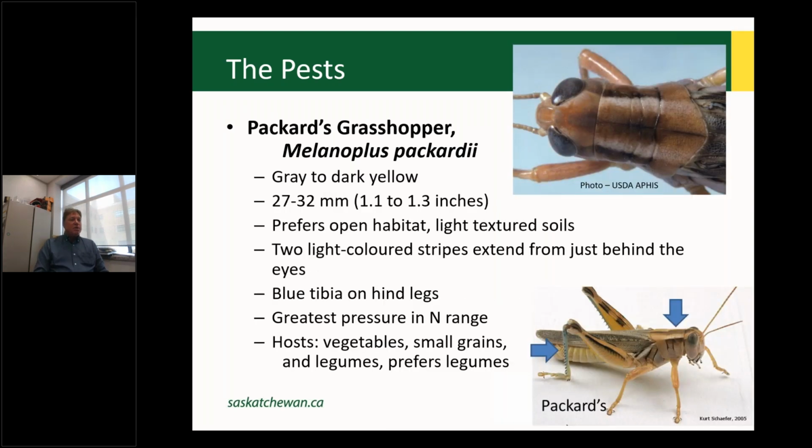Once again, Packard's grasshopper: you see those 2 stripes on the pronotum up top, typically blue tibia. And these girls are big. This is one of our biggest pest grasshoppers, arguably larger than two-stripe, its closest relative as far as pest grasshoppers go. And once again, about the size of my pinky. So these animals can consume a lot of material as adults.